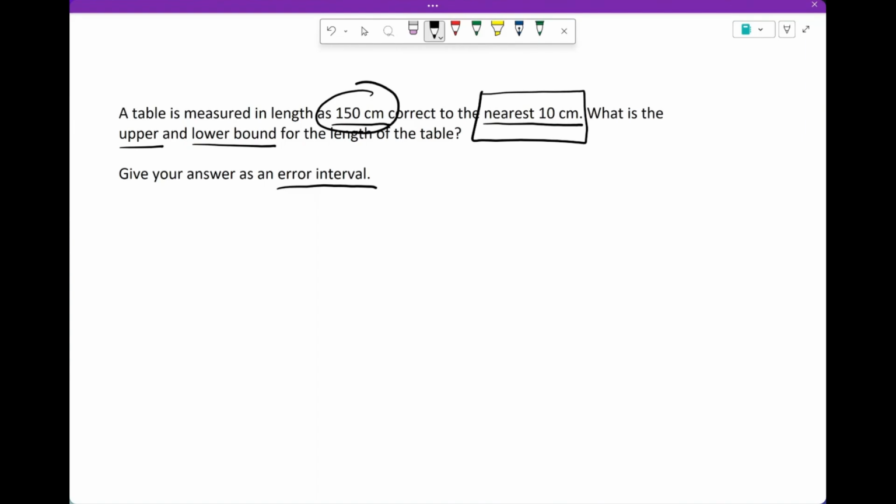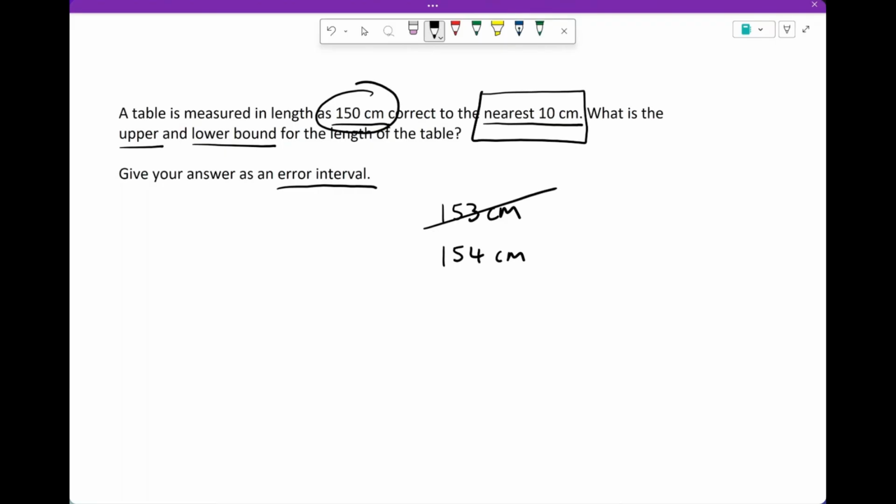You could start guessing numbers. So for example, 153 centimeters. Well, that rounds to 150 centimeters when rounded to the nearest 10. So if it's an upper bound, the idea is we can't go larger than this number. So let's think, is there a larger number that rounds to 150 when rounded to the nearest 10? Well, 154 rounds to 150. So therefore 153 cannot be the upper bound.